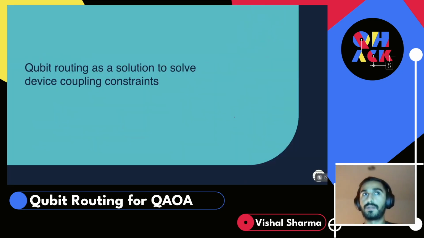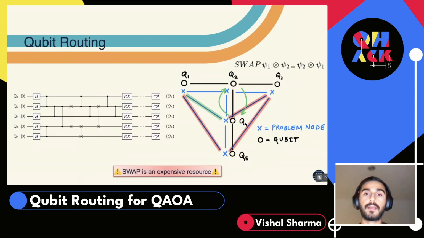So we're going to use qubit routing as a solution to solve device coupling constraints, right? So we have some coupling constraints for the topology of the device, which doesn't allow us to implement some of the 2-qubit gates in our circuit. So we're going to use qubit routing as a solution to circumvent that problem. So how do we do that?